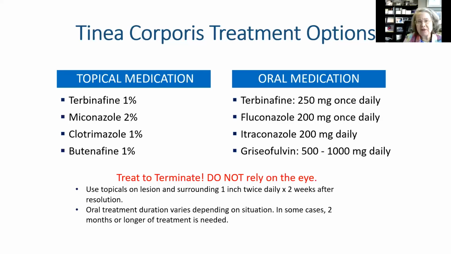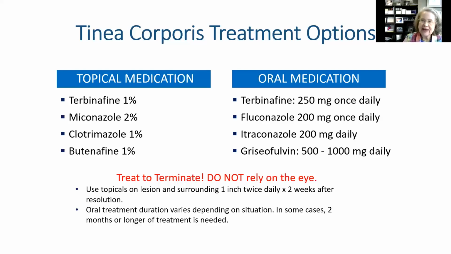Now, a simple patch of tinea corporis that's localized, topical treatments might be fine. And we've listed some of the over-the-counter products available in the US. When I instruct a patient to use these products, I tell them to apply it to the rash and to 1 inch around the rash twice daily for 2 weeks after the rash appears to be gone. And you're probably okay. Some patients, however, may need an oral medication.